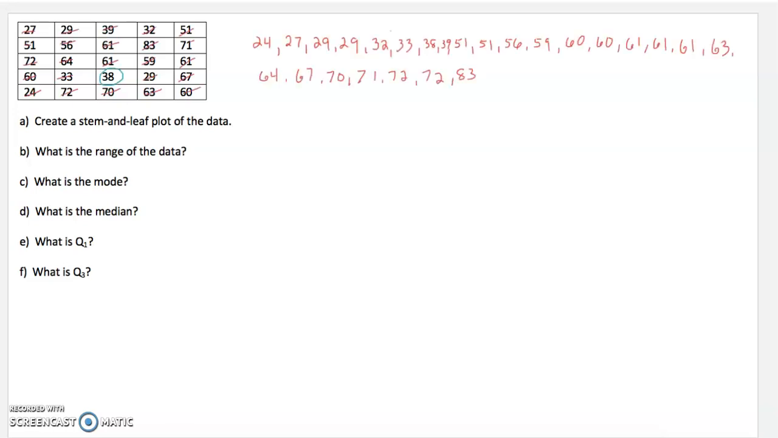Now they're in order. Now, full disclosure, as I was doing this, you'll notice that this 38 is circled because when I originally wrote the numbers, I left the 38 out.